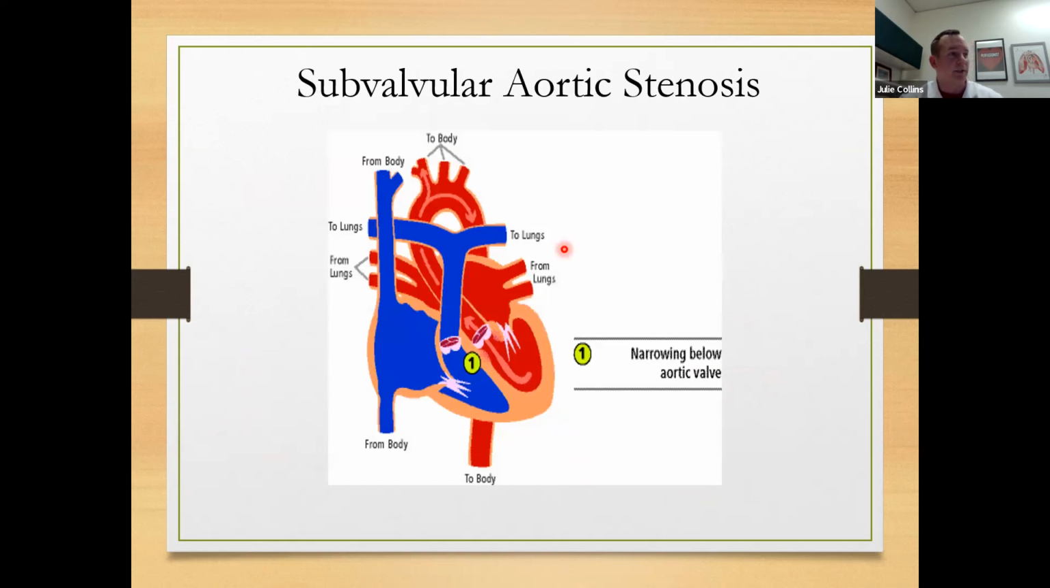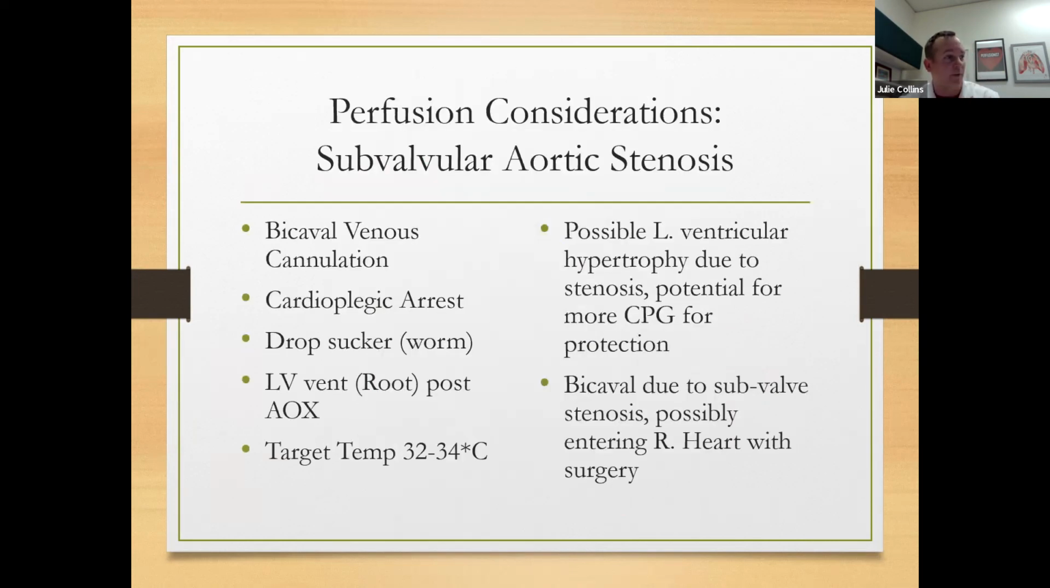Subvalvular aortic stenosis. This is when we have superfluous tissue below the aortic valve, causing a narrowing and causing a stenosis of the left ventricular outflow tract. Bicaval cannulation, cardioplegic arrest. Because they're getting into the left ventricular chamber, you don't have an LV vent per se in terms of a right superior pulmonary vein vent. This is where you'll have a drop sucker. So a drop sucker directly into the left ventricular chamber.